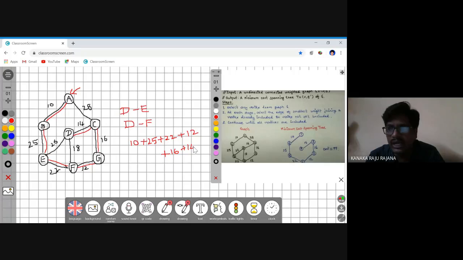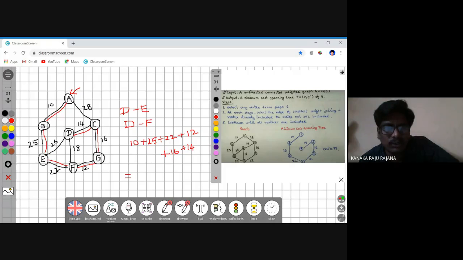Now, if I add all these, that will give you the total minimum cost required to travel all the given vertices, and hence this algorithm is termed as Prim's algorithm, which is used to find the minimum cost spanning tree.